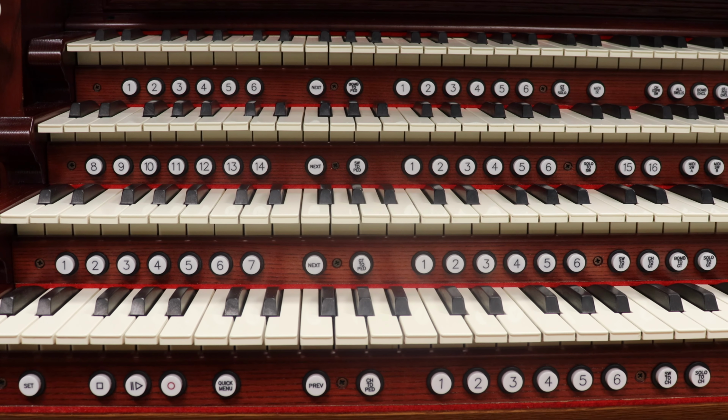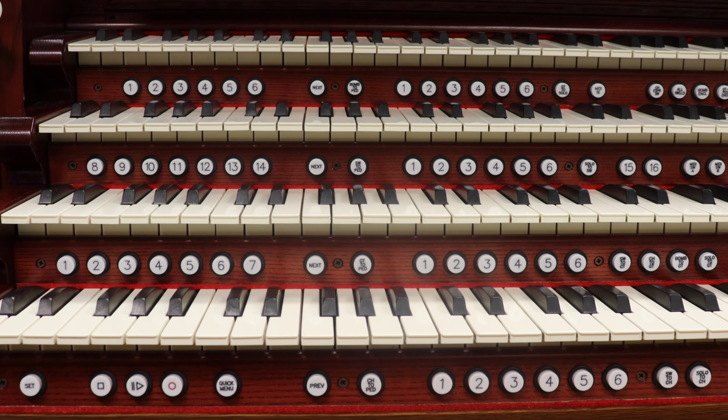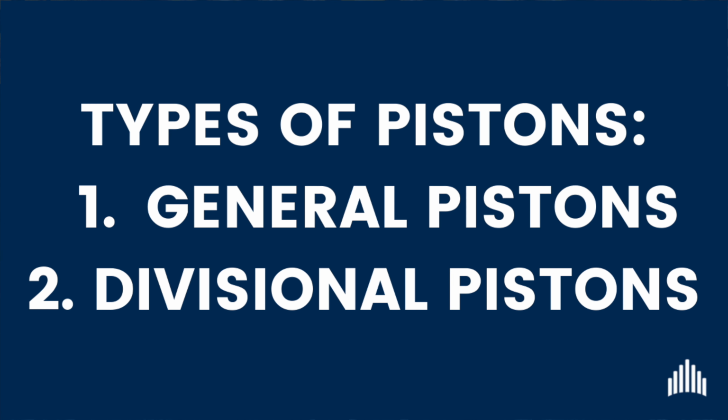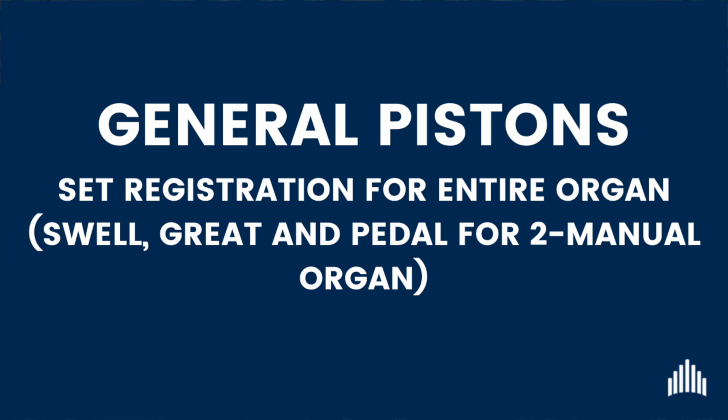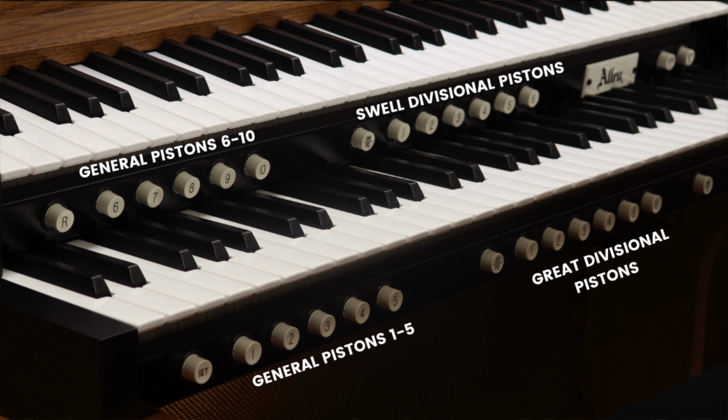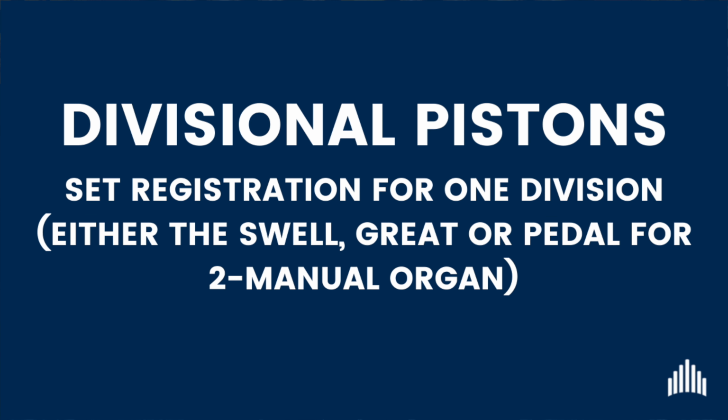The round buttons underneath each manual are called pistons. There are two types of pistons that can set and recall stop combinations: general pistons and divisional pistons. General pistons can set combinations for the entire organ, the swell, the great, and the pedal together. Divisional pistons only set combinations on one division, either the swell, the great, or the pedal.